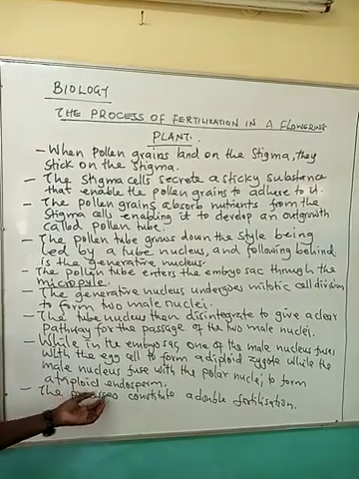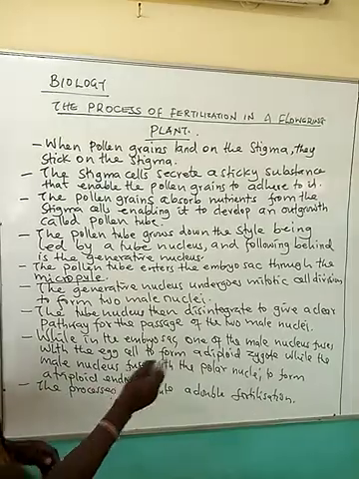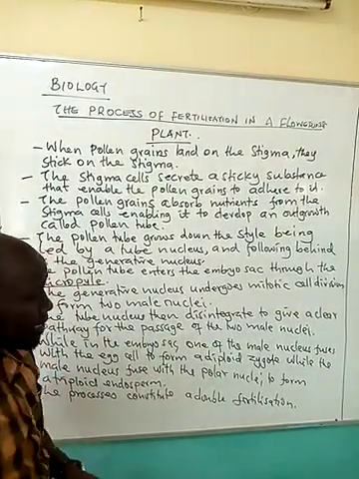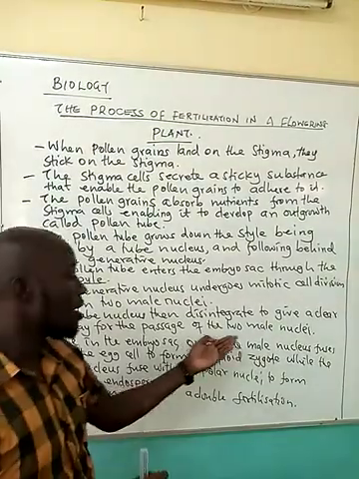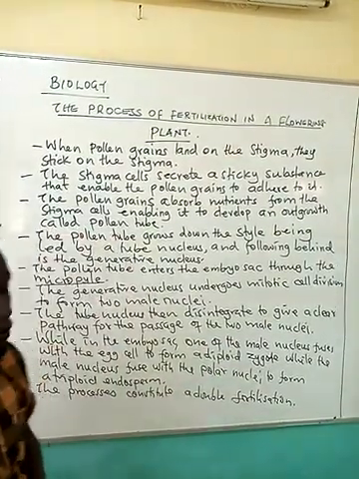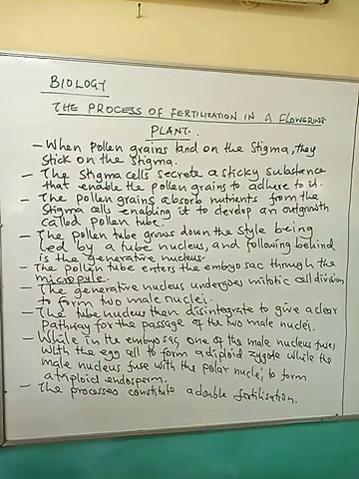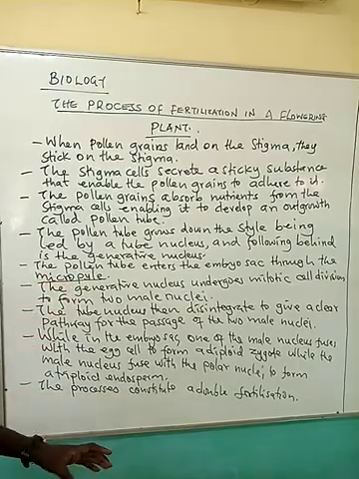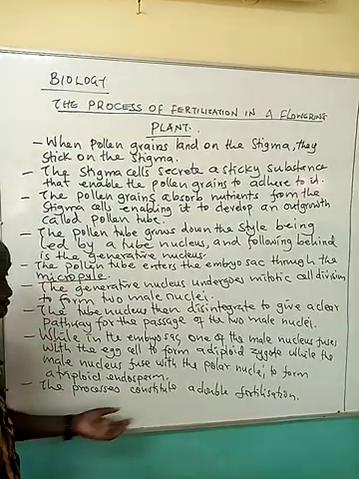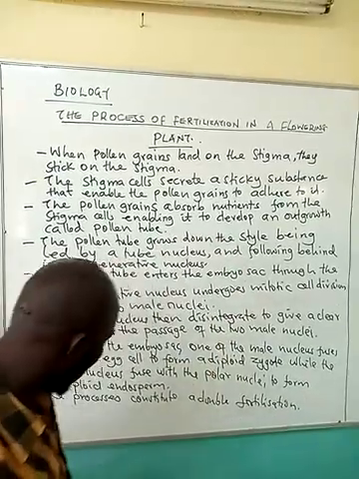Fusing with the polar nuclei leads to the formation of what we call a primary endosperm, or rather a triploid endosperm. So these two processes, where one male nucleus fuses with the egg cell to form a diploid zygote, and the other male nucleus fuses with the polar nuclei to form a triploid endosperm, constitute what we call double fertilization.